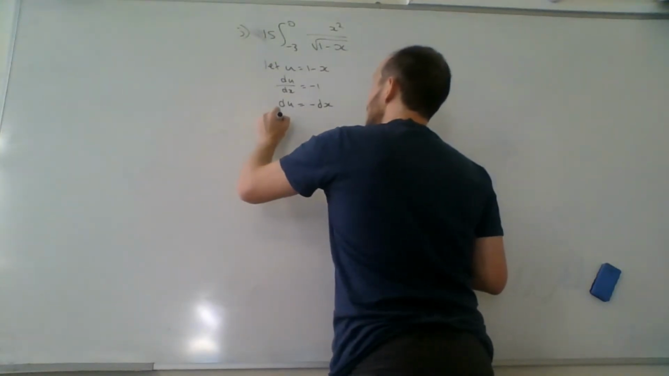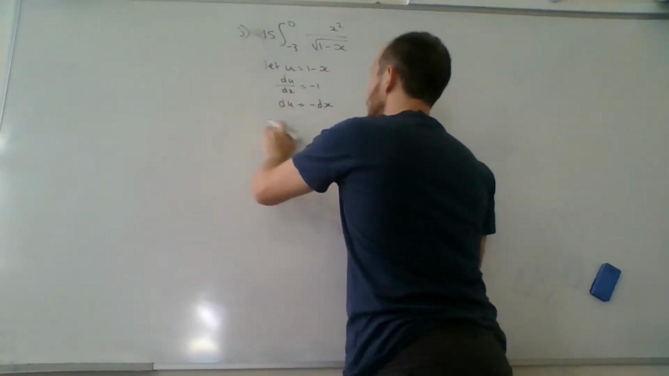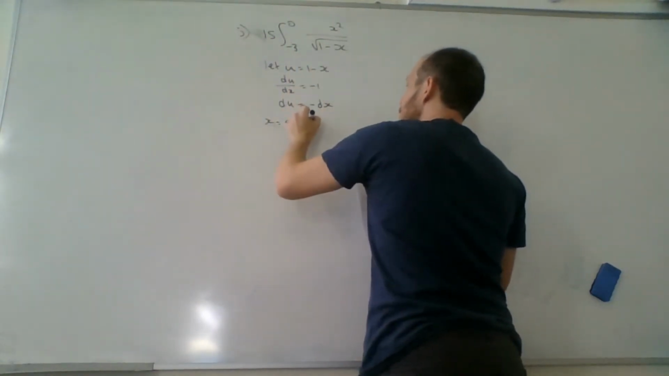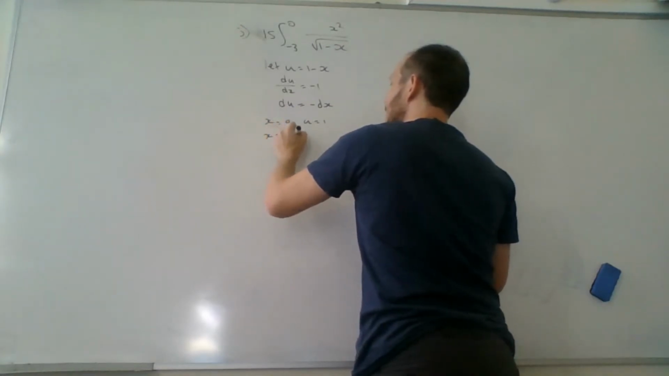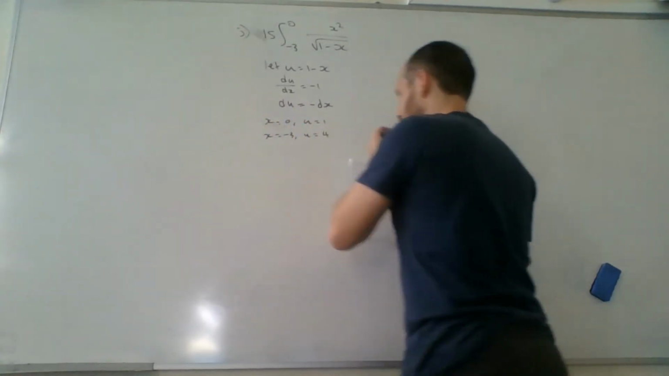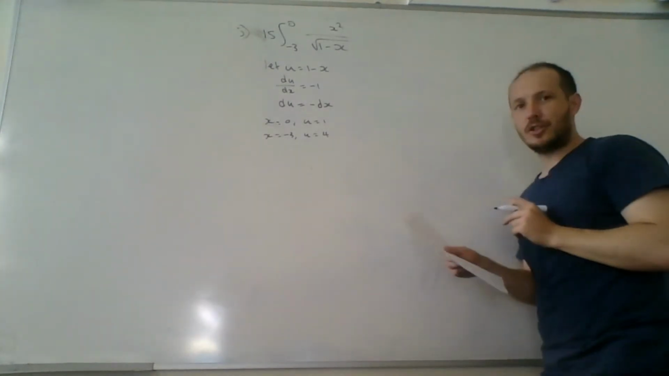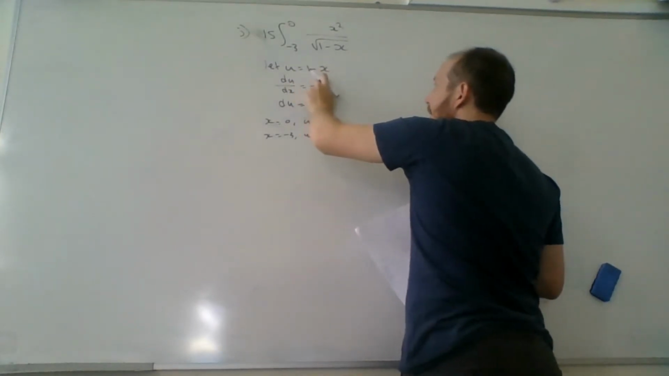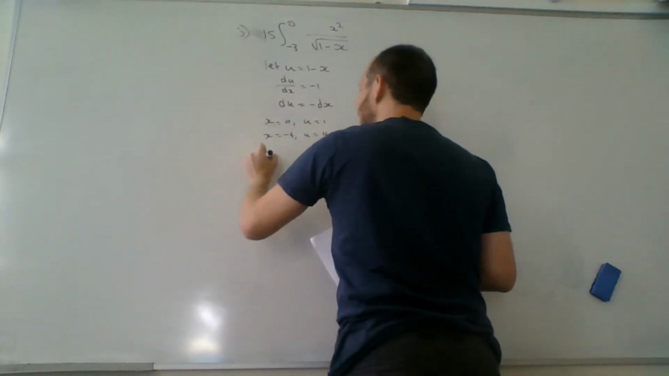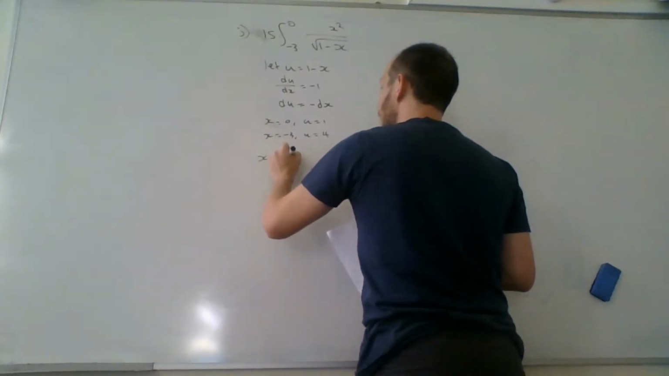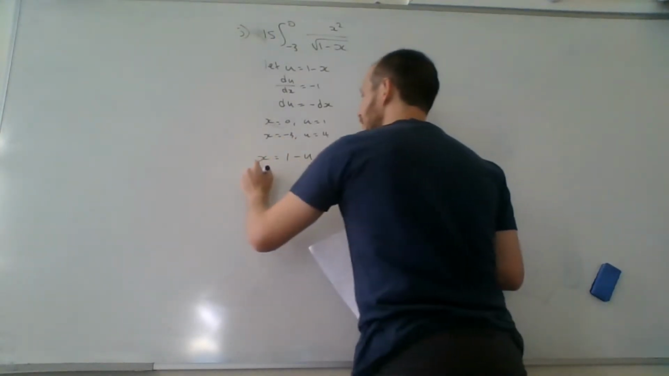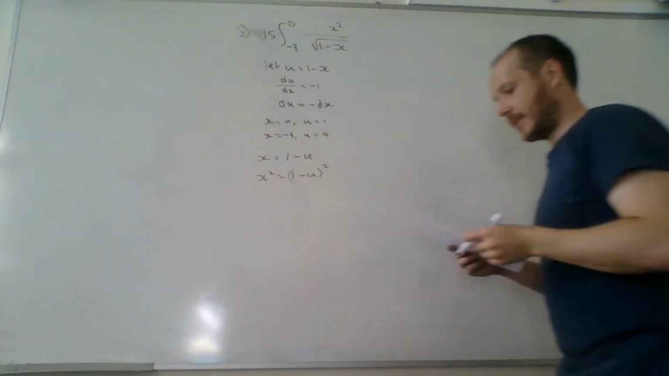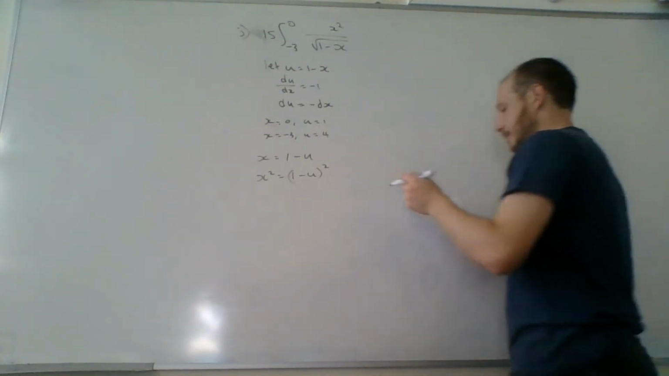Now, when x equals 0, okay, u equals 1. And when x equals -3, u equals 4. Now to do our substitution, we actually are going to need to change this into u. So we can rearrange this in terms of x. So x is actually equal to 1 minus u. So therefore x squared is 1 minus u squared. Alright, so this is a bit trickier substitution.